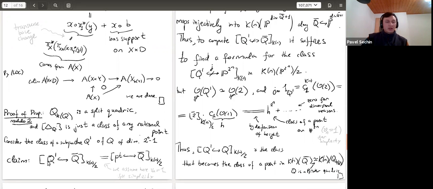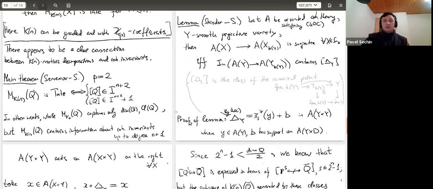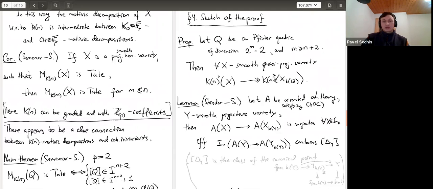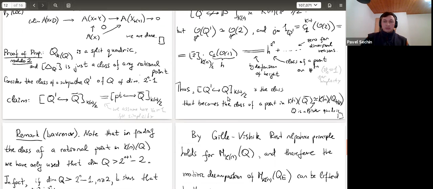And of course, on the quadric over the base field, not on the split quadric, we have the class of a subquadric of such dimension. So this class is defined over the base field. And therefore, the class of the diagonal rational point, or any rational point, comes from the base field for these Pfister quadrics. And this allows us to apply this lemma and to get the claim of the proposition. Any questions about this part of the proof?